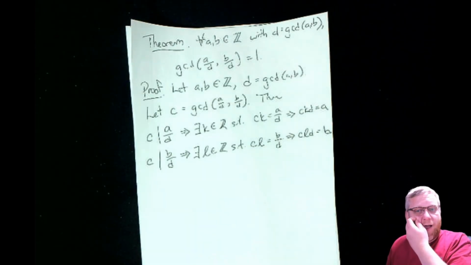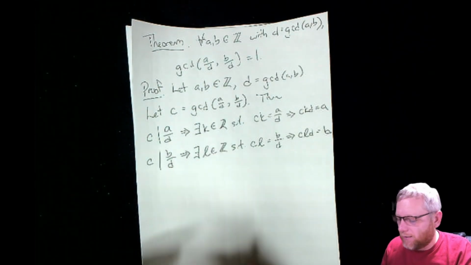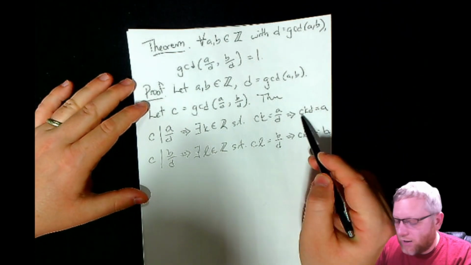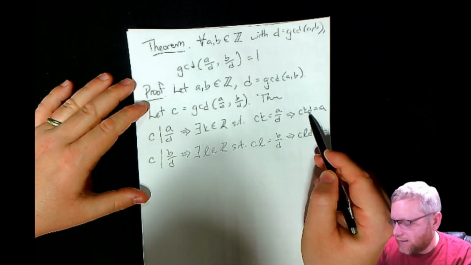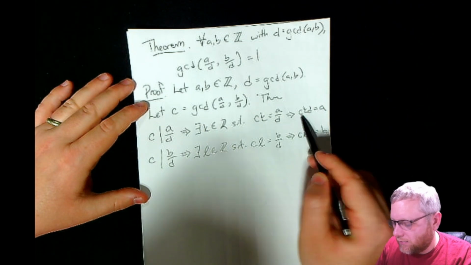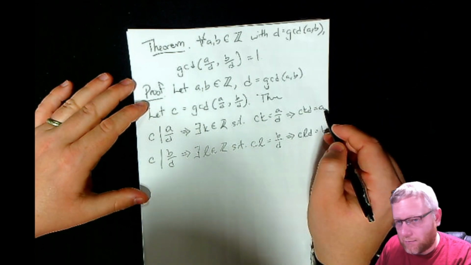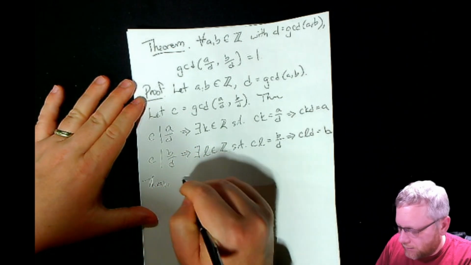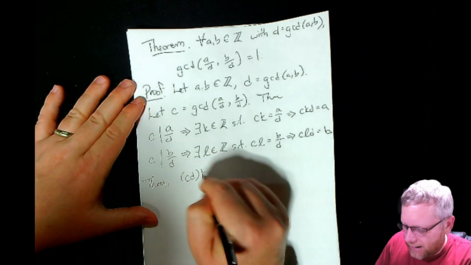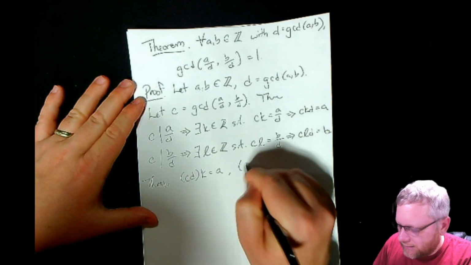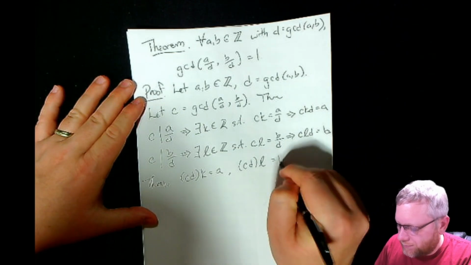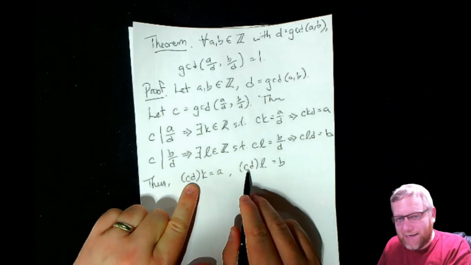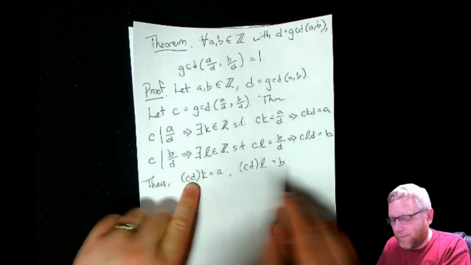Now, it looks like just a lot of letters right now, but watch what happens when I look at this situation. I've got C and D together forming a factor of A. So let me just emphasize it. Then CD times K equals A, and CD times L equals B. See that here? And so what I've got is that CD is a common factor of A and B.